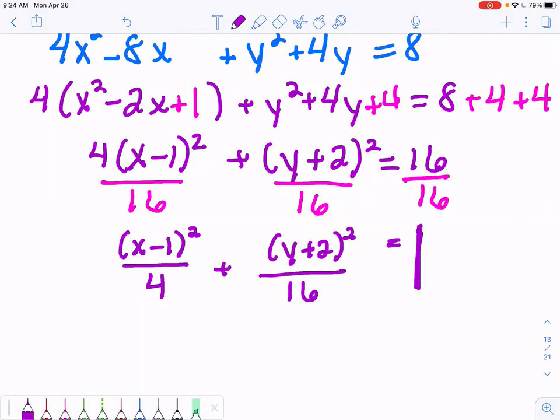This is the standard form of an ellipse. You have an x squared with a number in the denominator, a y squared with a number in the denominator, and it should be equal to 1. Any questions about getting the standard form of the ellipse?